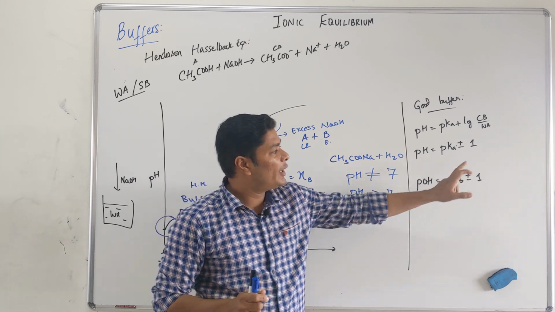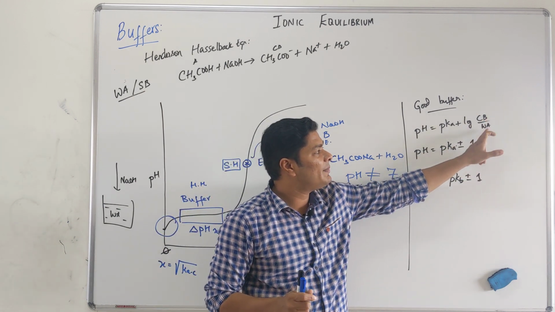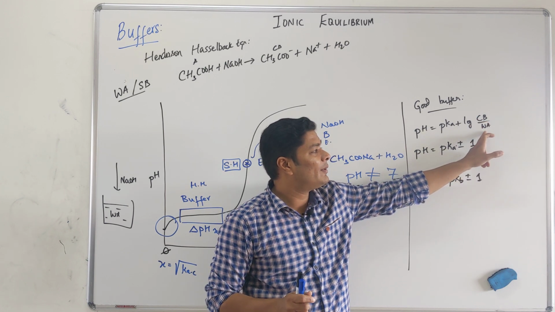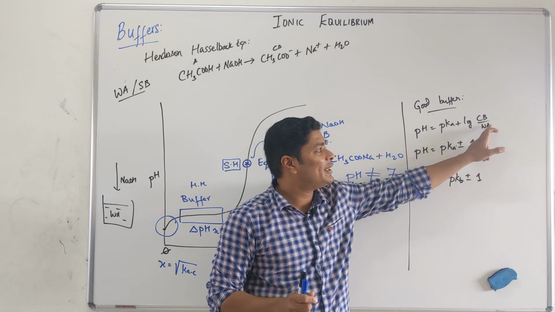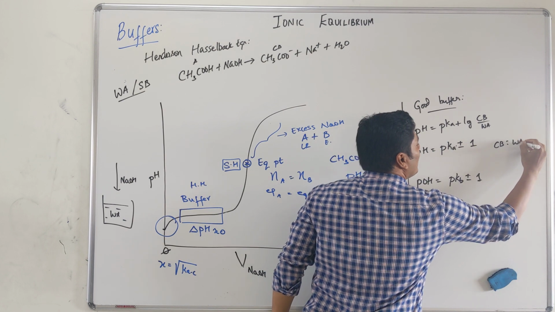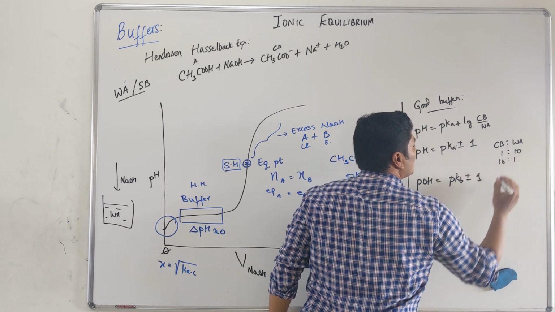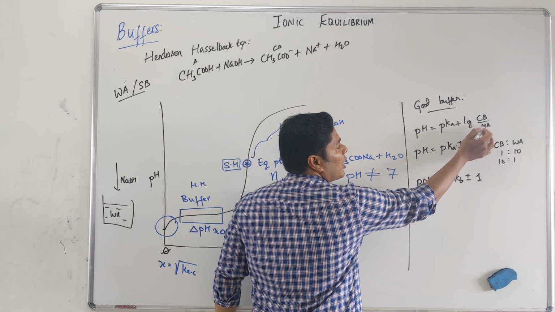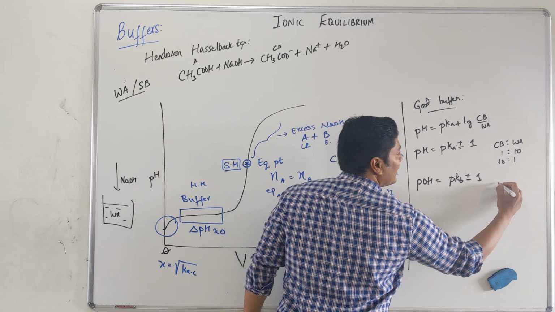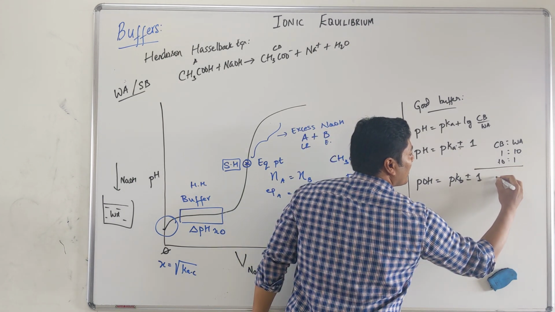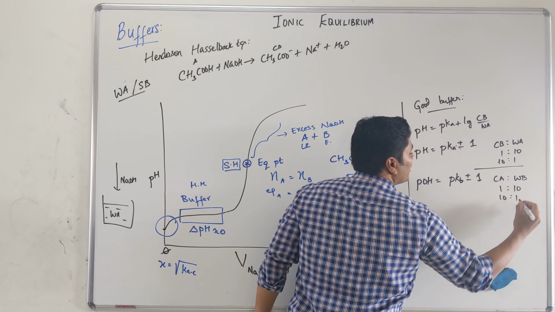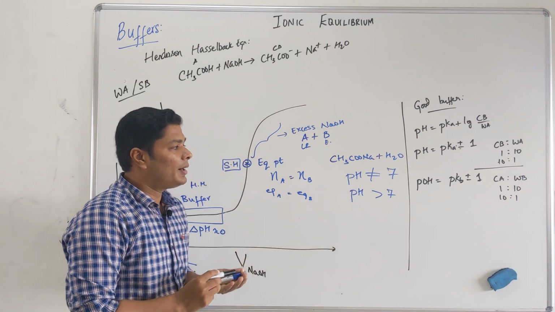Now one more thing you can do: plus or minus 1 tells me that log of Cb by Ca is 1, meaning log 10 is 1. So Cb by Ca equals plus or minus 1, which means the ratio of Cb to Ca can be 1:10 to 10:1. 1 is to 10 means log of 1 by 10 is minus 1; 10 is to 1 means plus 1. So it must be in this ratio. Similarly, for a basic buffer, conjugate acid to weak base must be between 1 is to 10 and 10 is to 1. Alright, this is the basis of buffer.